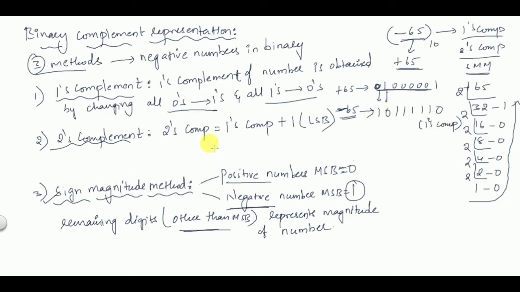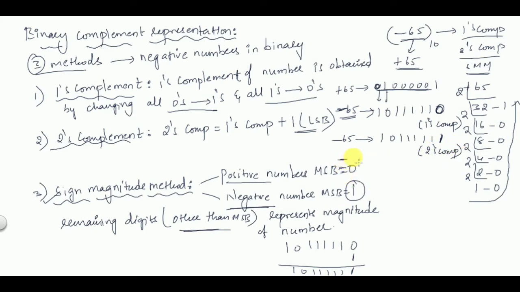And what is twos complement? Twos complement is just adding 1 to it. So if you want the twos complement of minus 65, what can we write? 1 0 1 1 1 1 1. This last bit is also 1. This is called the LSB, the least significant bit. So if you add 1 to it, the result is 1 0 1 1 1 1 1 0 with carry propagating. Okay, so this is called the twos complement.